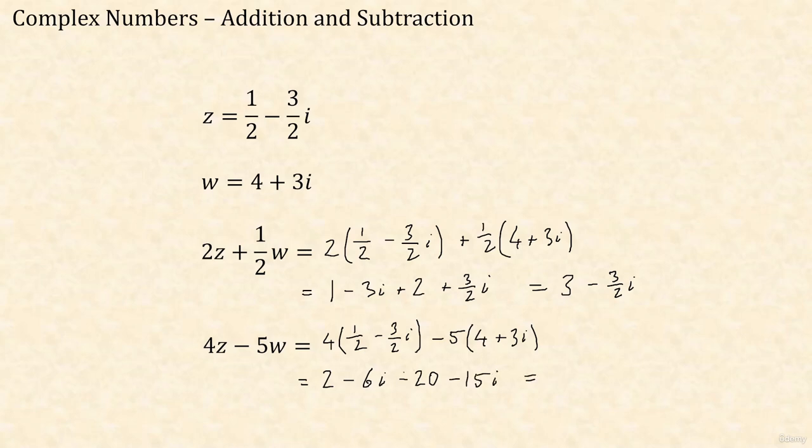Gather up my terms, and I've got 2 minus 20, that's my real part, so that's minus 18. And my imaginary part, negative 6i minus 15i, I get minus 21i. So that's how addition and subtraction work. Quite an intuitive way of doing that.